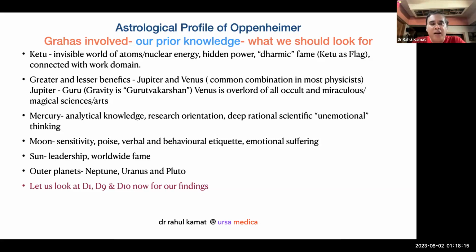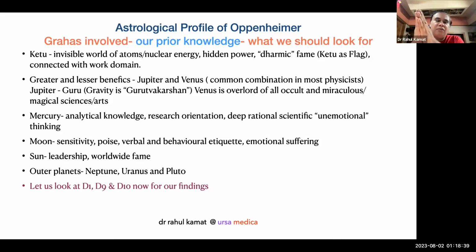So we are going to be looking at Jupiter and Venus. Mercury, of course, is important because Mercury stands for analytical knowledge. Mercury stands for obviously a research orientation. And we see here that Mercury is extremely well represented in Oppenheimer's chart. Mercury is the rational scientific approach, which is ideally devoid of emotional thinking.